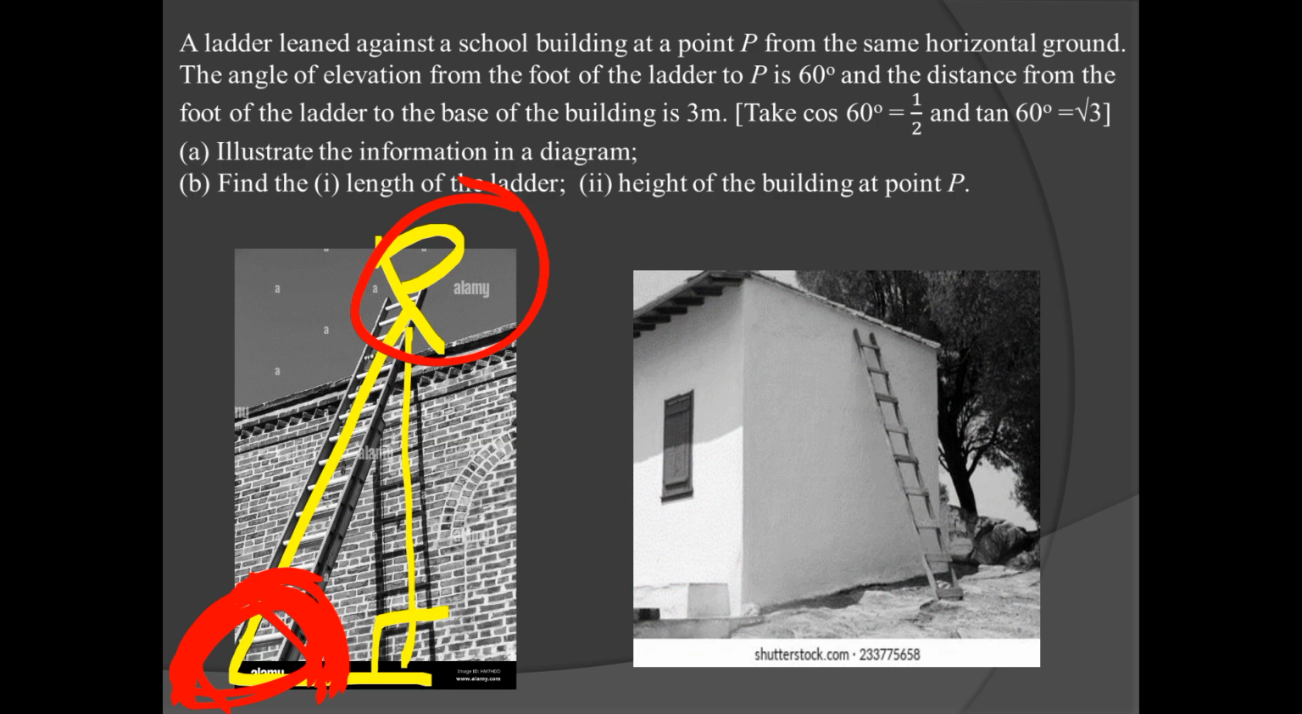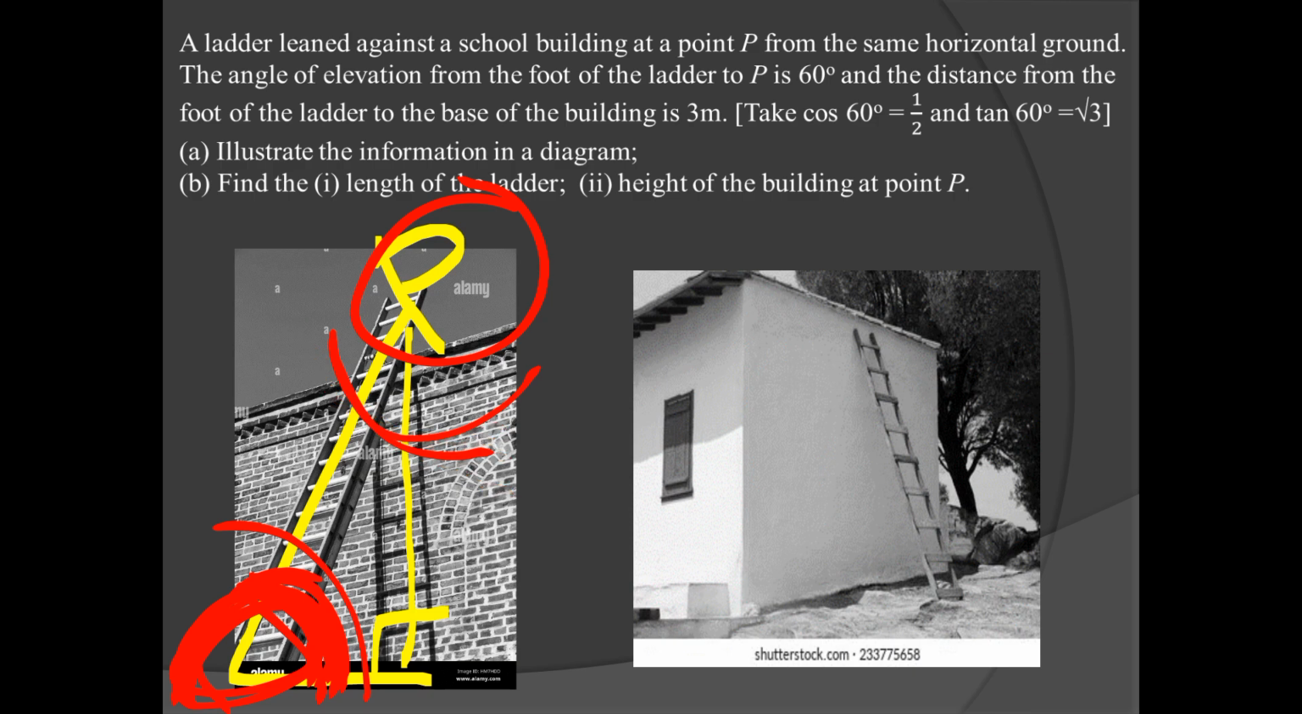So this is where the angle is found. And mind you, the angle could be found only up here or down here. The 90 degrees is constant. If you should be here, over here is not the foot of the ladder, right? But from the foot to P, the angle of elevation is this side. And the question is saying that is 60 degrees. And the distance from the foot of the ladder to the base of the building is 3 meters.